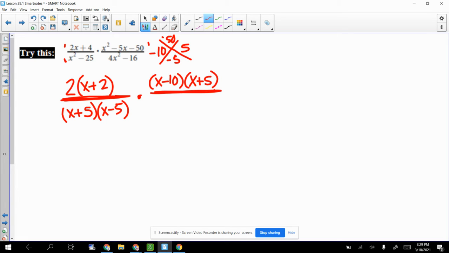And then in this last one, I would take out a 4 first. And then you're left with x squared minus 4. This is a difference of 2 squares, so let's rewrite that. We have the 4 out front, and then your difference of 2 squares can be simplified to x plus 2, x minus 2. Okay, so that is step 1. We have done all of our factoring. That's the step that takes the longest.